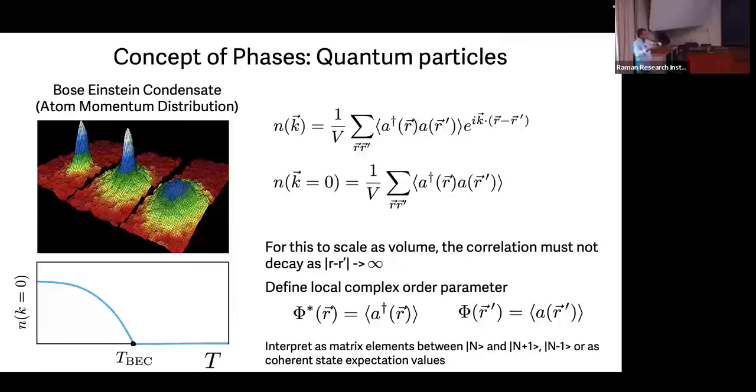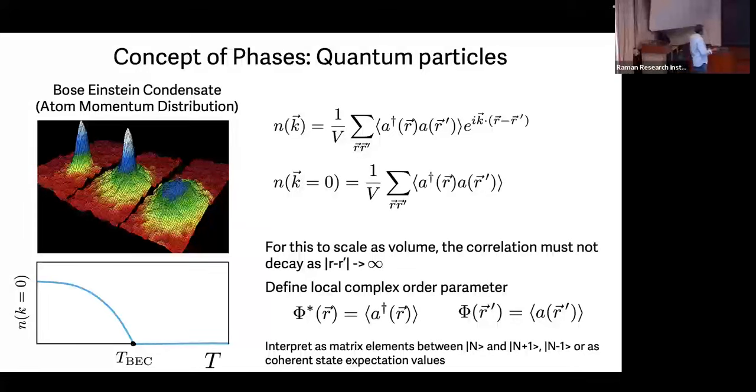So I'm removing a particle from one point here and trying to insert it somewhere else, and asking about the expectation value of this non-local object in the ground state or in some finite temperature density matrix, right? And you're looking at the Fourier transform of this quantity. If you look at n of k equal to 0, what it measures is this correlator without these phase factors, right? So you're measuring this off-diagonal correlator.